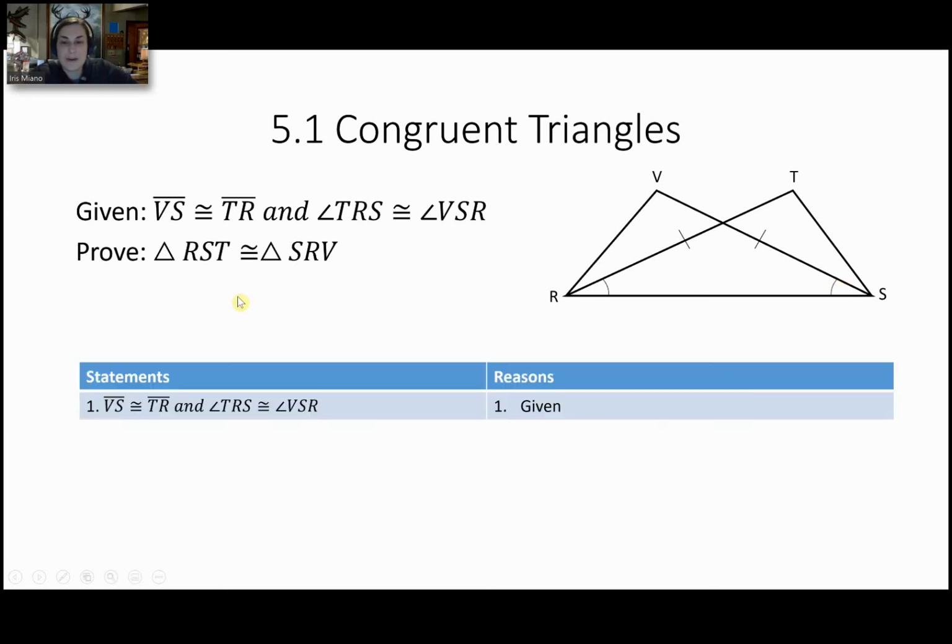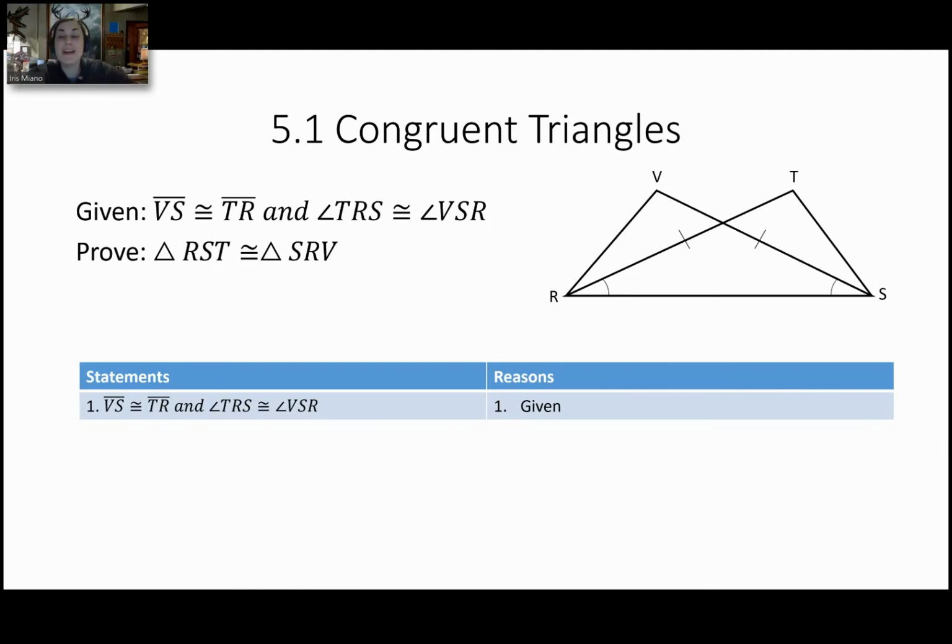Okay, so then watch this. I'm going to throw all of that given information as the first statement and say that the reason that I get to claim this is that it's given. This is always your first move when you're writing up your table proofs. Always your first line is put the given information in as the first statement and say that it's given.